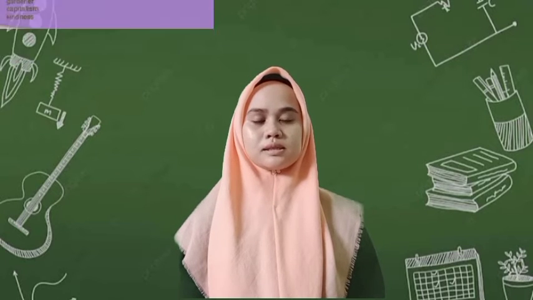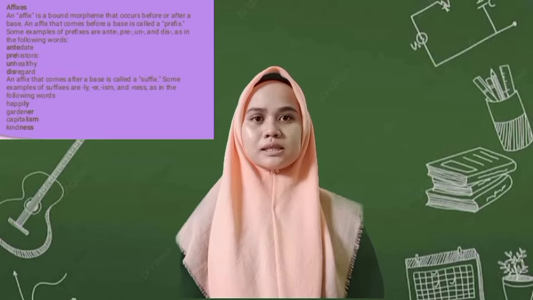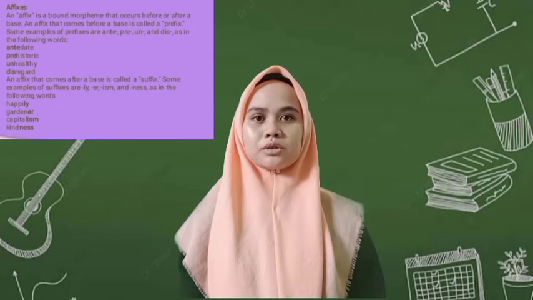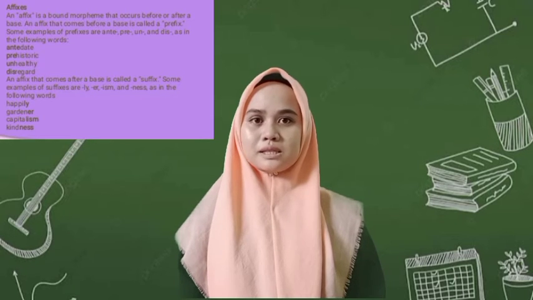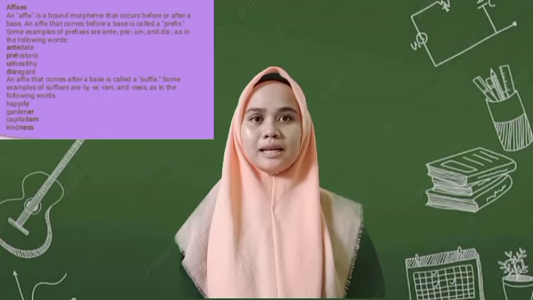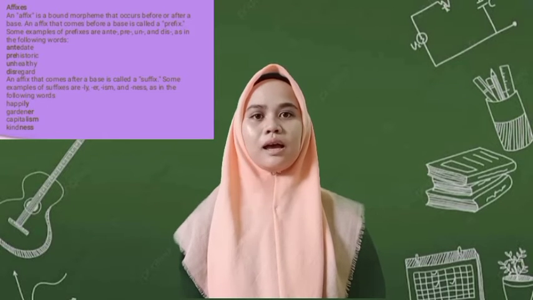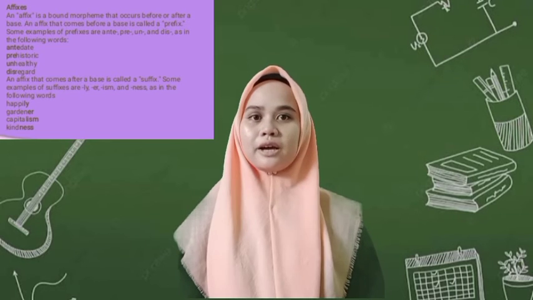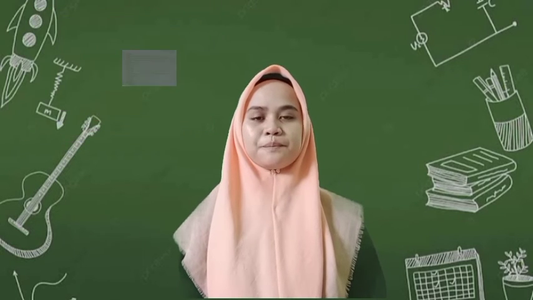And then affixes. So an affix is a bound morpheme that occurs before or after a base. An affix that comes before a base is called a prefix. Some examples of prefixes are ante, pre, and en, dis. And then an affix that comes after a base is called a suffix. Some examples of suffixes are ly, er, ism, and ness.